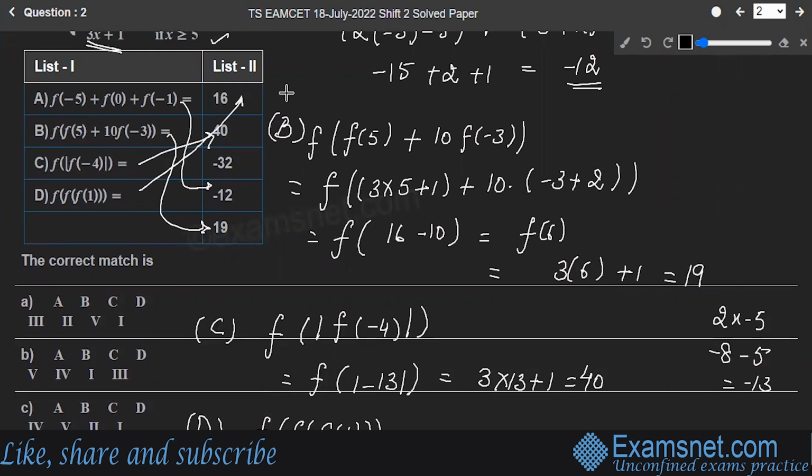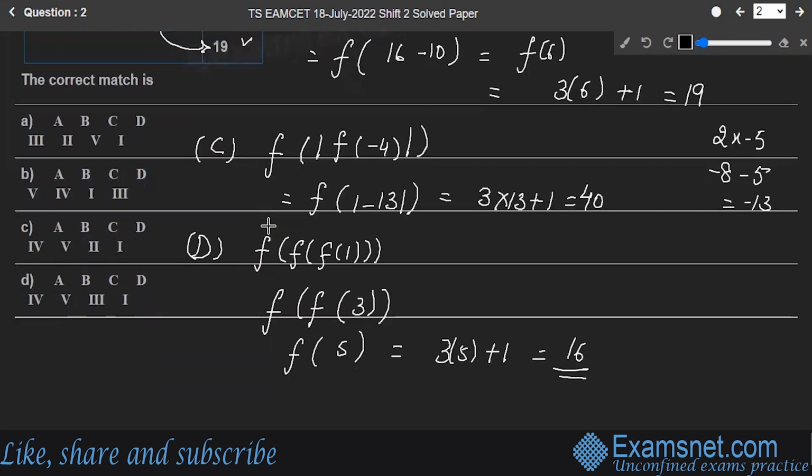So what is the correct answer? Which one is the correct option? If I'm naming these as 1, 2, 3, 4, and 5, A matches with 4, B matches with 5, C matches with 2, and D matches with 1. So this is option C. Hope you got that, right?